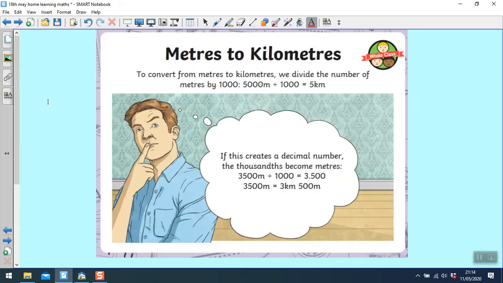Metres to kilometres. To convert from metres to kilometres, we divide the number of metres by 1,000. So as an example, to go from 5,000 metres into kilometres, you divide 5,000 by 1,000, because there's 1,000 metres in a kilometre, and you get 5 kilometres. If this creates a decimal number, the thousandth number becomes metres. So 3,500 metres divided by 1,000 is actually 3.5, or in this case what's useful is 3.500, and we'll call that 3 kilometres 500 metres.